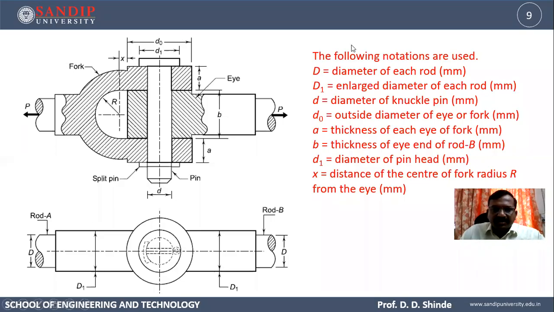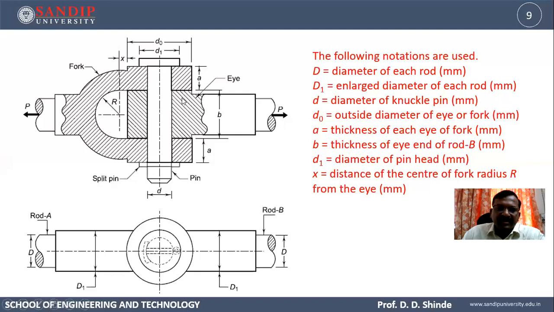So once you know the components of the knuckle joint, that is eye, fork, pin, and split pin, and the basic nomenclatures, we start with the design of the diameter of the rod, that is capital D. Once you get diameter D, D1 is the enlarged portion, which is equal to 1.1 times D. It is based on the empirical relation.